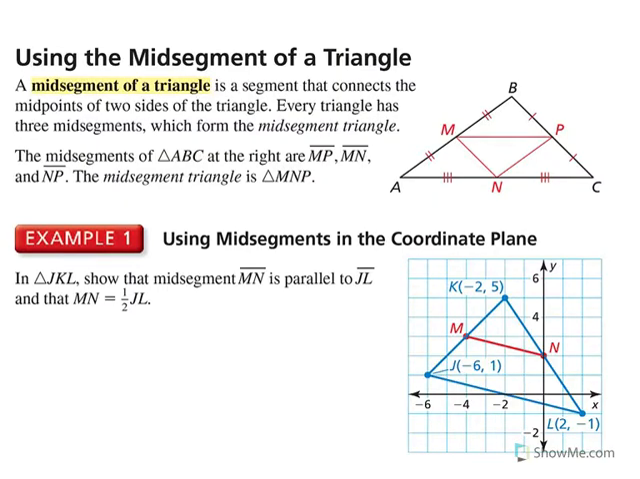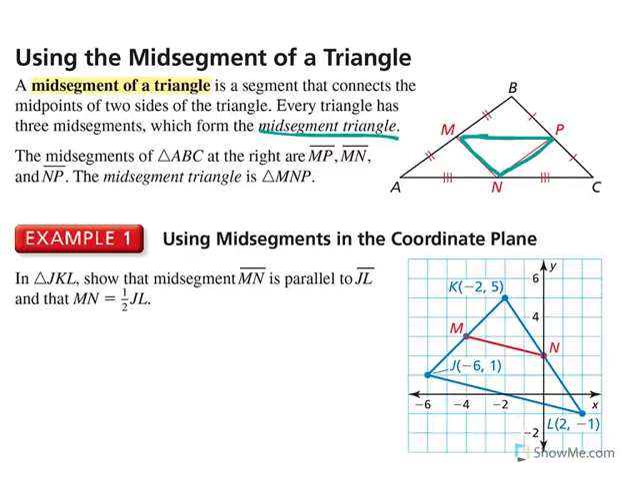So a mid-segment in a triangle is simply a segment that's going to connect the two midpoints of the sides. So that's why it is a mid-segment. It connects the midpoints. And in each triangle, it's going to have three different mid-segments. And when you draw all three of them, it makes another triangle inside. And so this is called our mid-segment triangle. So as you can see in here, we have this triangle that was drawn inside of ABC. And so that's our mid-segment triangle.